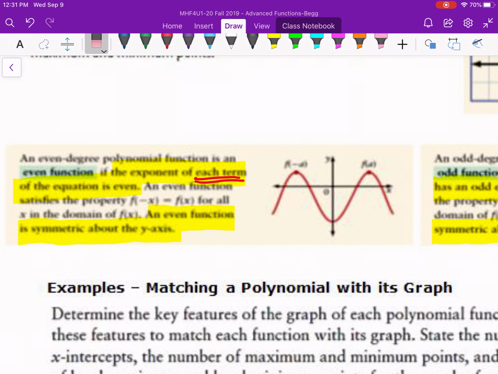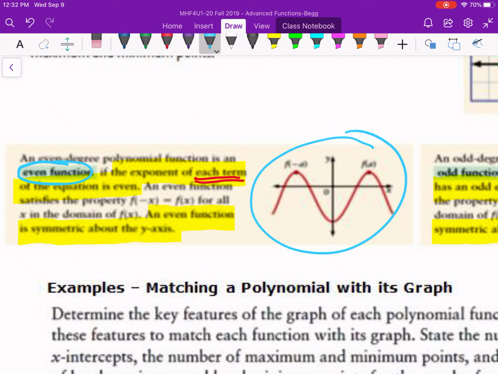So again, we'll talk more about this stuff. If this is getting a little bit or a lot confusing to you, here's what I want you to take away from it for now. An even function is always going to be symmetrical about the y-axis. Imagine that we folded this graph in half on the y-axis, it's symmetrical. We're going to call that an even function.